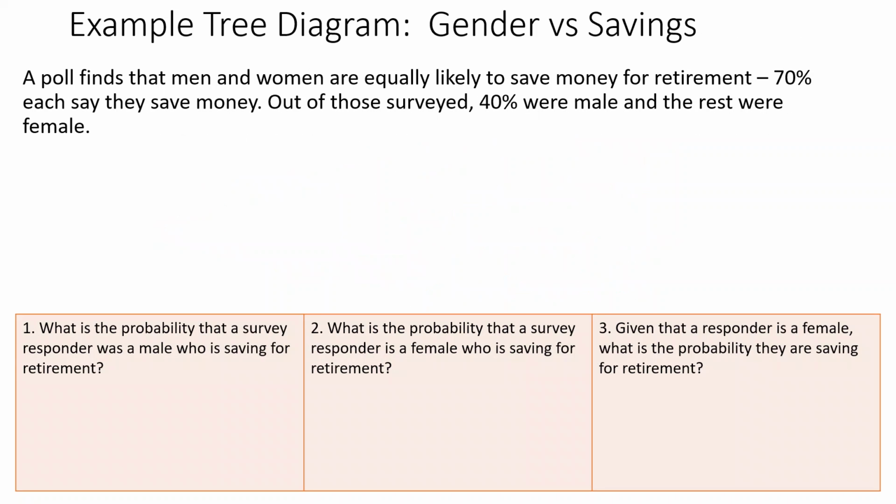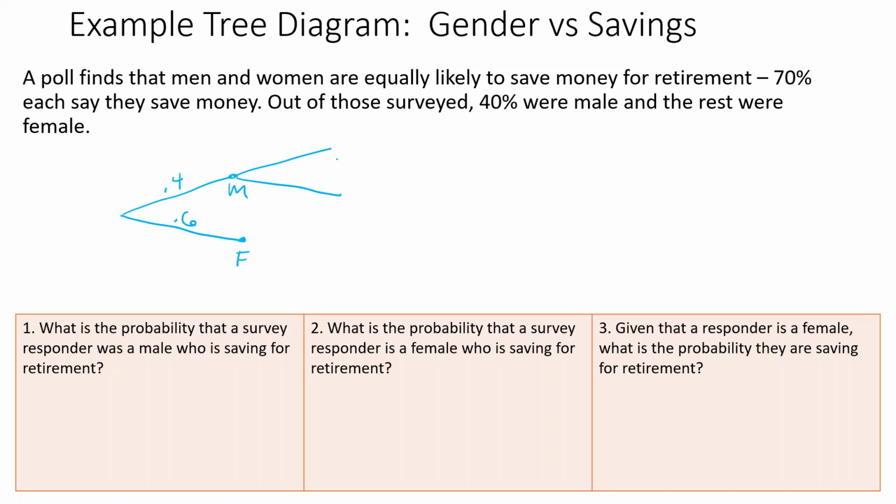All right, last example here. And now this one's independent, so this one works a little different. We'll go with blue. The poll finds that men and women are equally likely to save money for retirement. 70% each say that they save money. Out of those surveyed, 40% were male and the rest were female. So now it doesn't really matter which one we do first here. So let's do male and female first. So we got 40% were male, and that leaves 60% to be female.